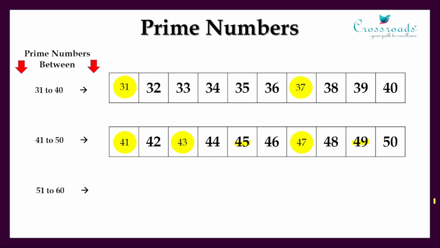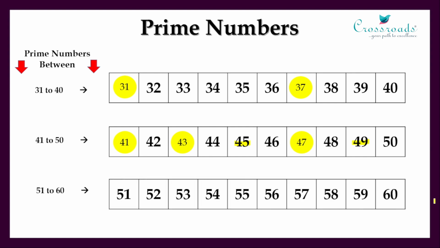Moving further, prime numbers between 51 and 60. Which are those prime numbers? 53 and 59. There are again only two prime numbers in this range. So 52, 54, 56, 58 and 60 are again composite numbers. 51, 57 and 55. We are left with these three numbers.